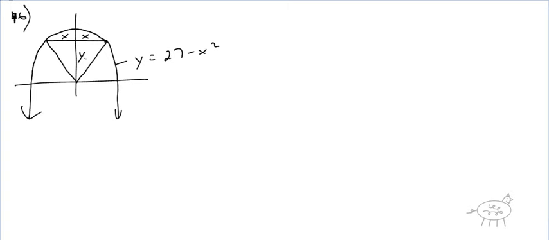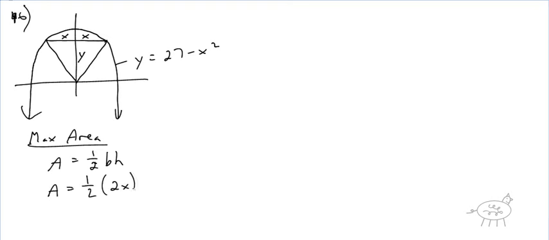Okay, and what I'm trying to do is maximize. It says find the largest area the triangle can have, so I'm trying to maximize the area. So you guys know the area of a triangle is 1/2 base times height. And now we're going to do it in terms of x and y. So area equals 1/2, base is 2x, height is y.